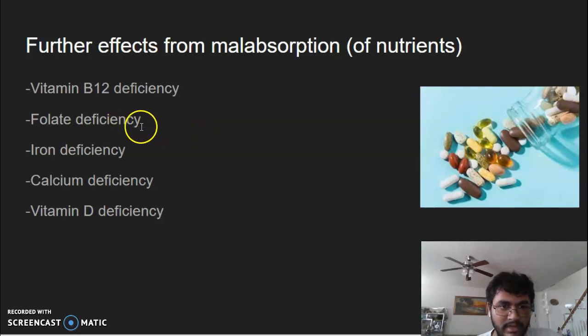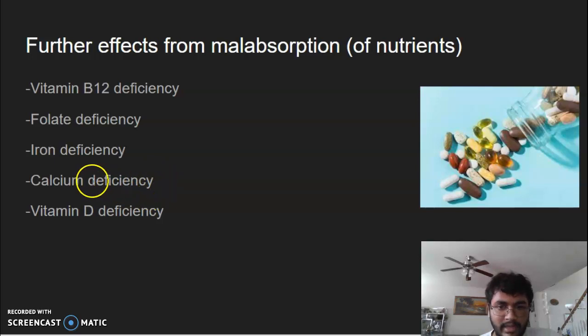So next is folate deficiency. This is absorbed normally in the proximal small intestine, but in this case it's unable to. This leads to macrocytic anemia as well. And so does iron deficiency, which leads to iron deficiency anemia. And the fourth one is also in the proximal region.